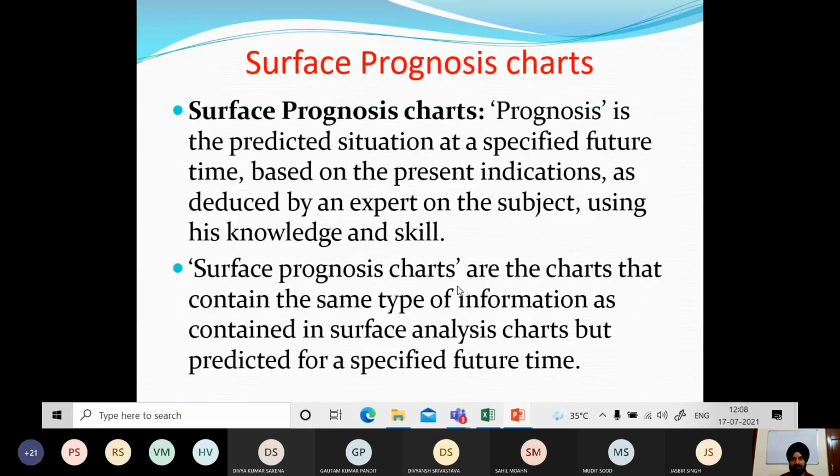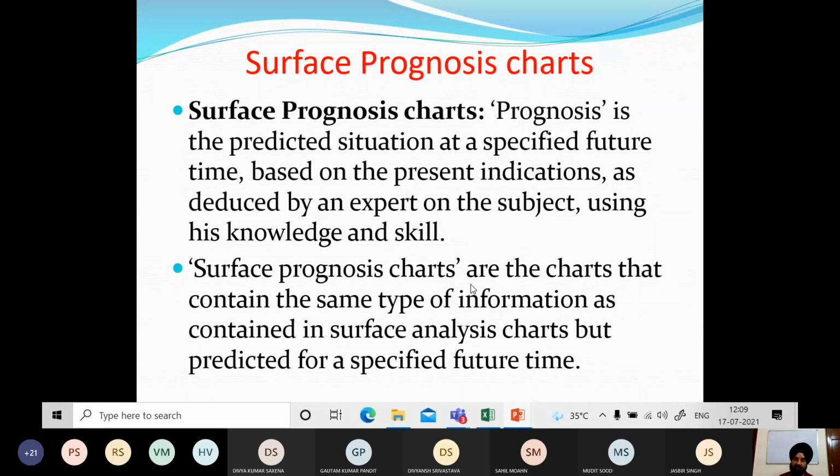Now surface prognostic charts. Prognosis is the predicted situation. Prognosis means कि आपने estimate किया कि yes, present तो ये है, and you estimate how these frontal systems or the weather systems or pressure systems are moving. So this is the predicted situation at a specified future time based on present indications as deduced by an expert on the subject. So surface prognostic charts are charts that contain the same type of information as contained in surface analysis but predicted for a specified future time.